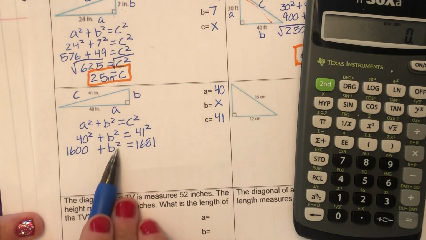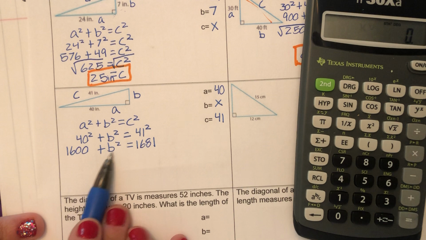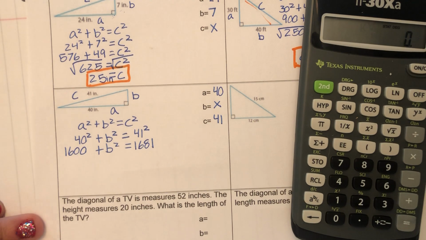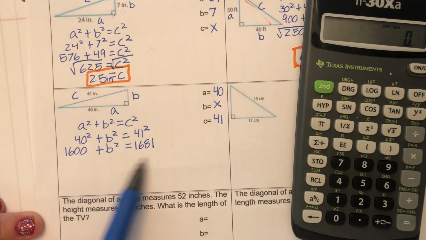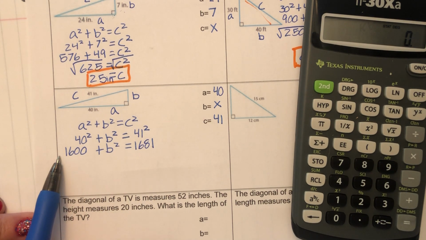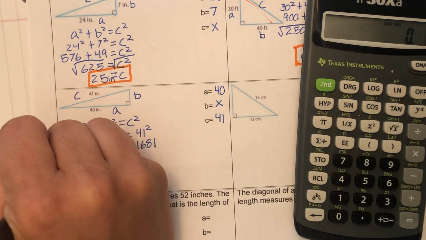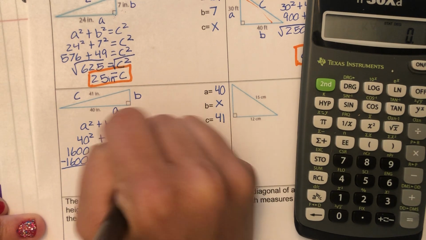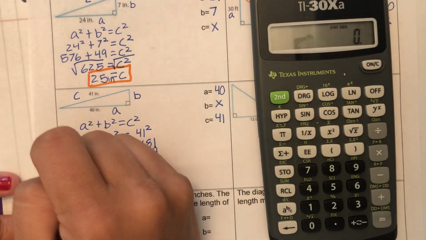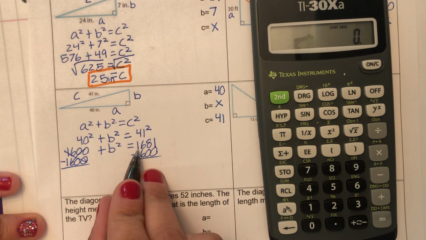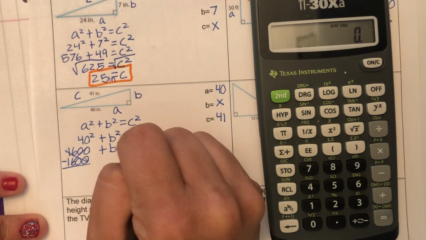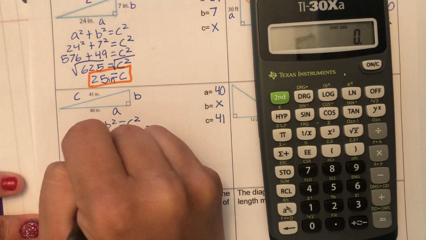And we're almost done. Remember, we're solving for the variable, for B squared. We want to get B squared by itself. So think, how do we do that? We know how to solve and get a variable by itself. We need to move this to this side. How do we undo this over here? Well, it's positive 1,600, so we're going to subtract 1,600. And whatever we do to one side, we must do to the other. So this cancels out, and now we have 1,681 minus 1,600. So that leaves us with just 81 equals B squared.